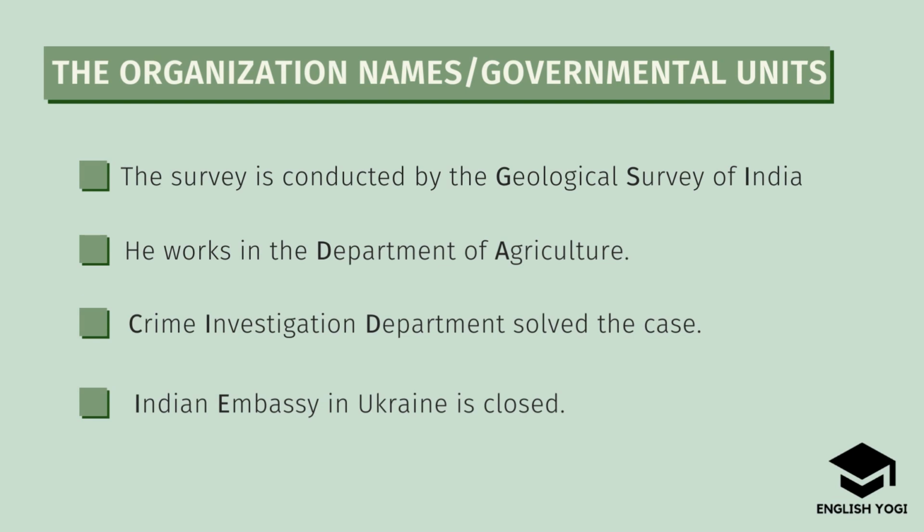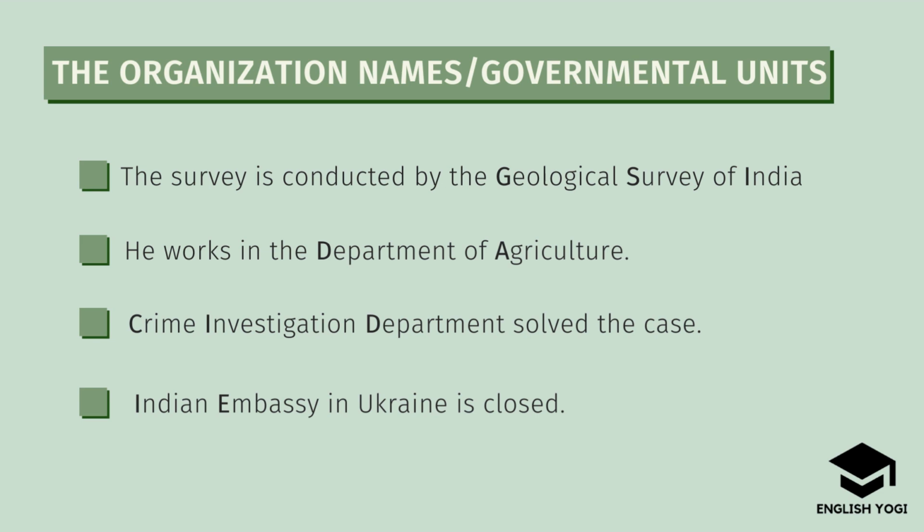First example: the survey is conducted by the Geological Survey of India. So here in the sentence, Geological Survey of India's G is capital, S is also capital, and in India we should write the I in capital letter. Second example: he works in the Department of Agriculture. So D should be written capital because it is a governmental unit. And third example is Crime Investigation Department. That is, C, I and D are written capital.